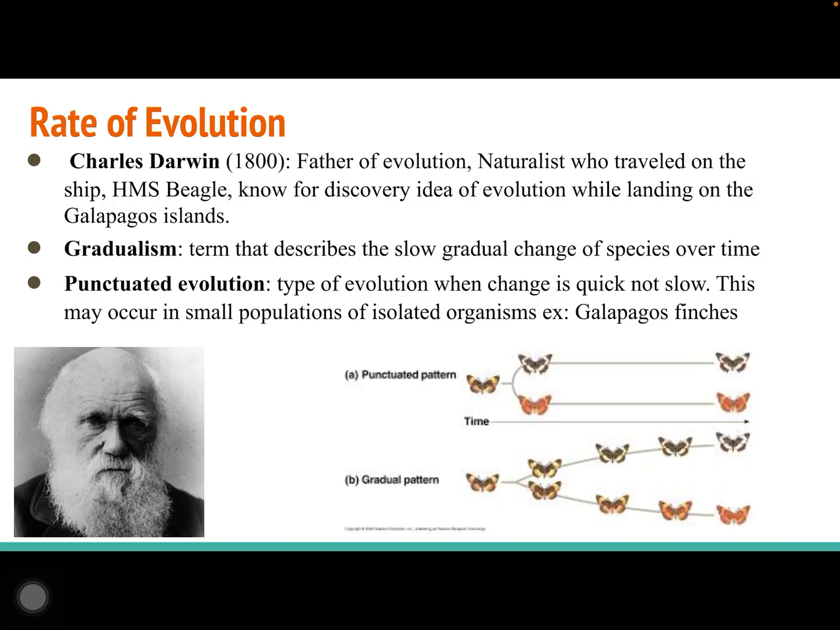So this picture down here, you could see punctuated, it quickly changed from a brown and white moth and an orange and brown over time to a mix very quickly. Whereas with gradualism, you see there's that gradual change over a very long period of time.